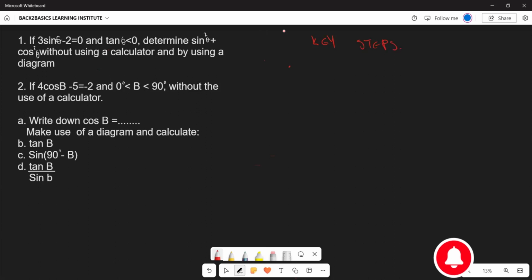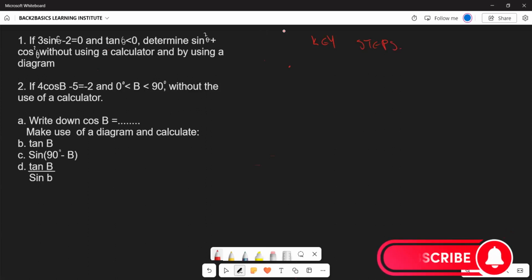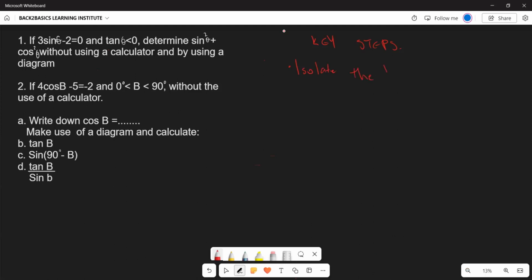Now, firstly, if you are given these ratios, you need to isolate the trig ratios. So what does that mean? This means, for example, if you have 3 sine theta subtract 2 equals 0, you must isolate this 3 sine in such a way that you have nothing here. You are only left with sine of theta, and all the numbers are on the other side. So that's the first step that you need to do.